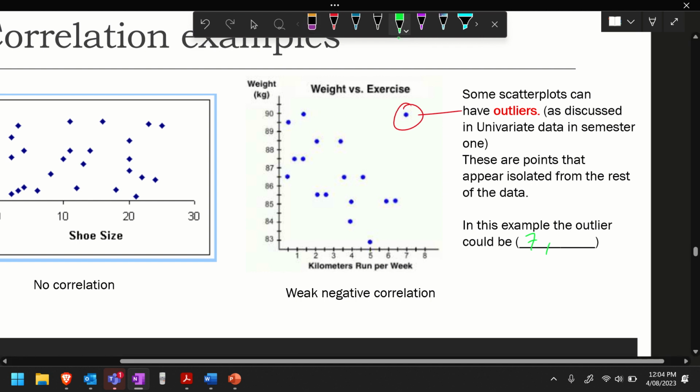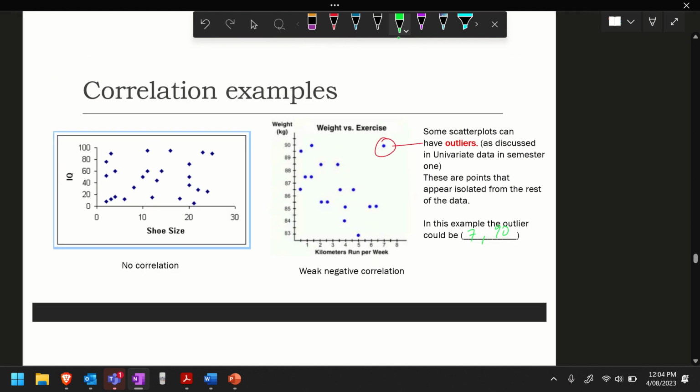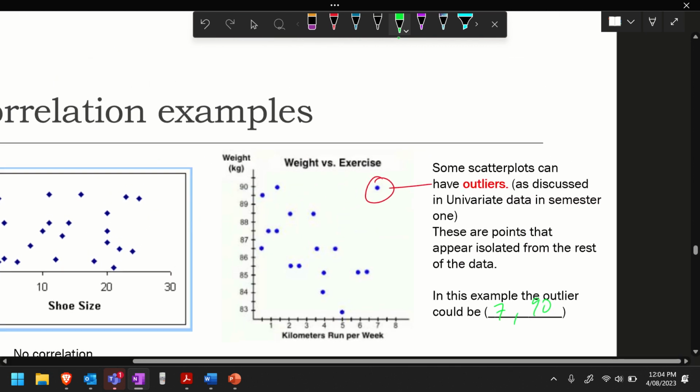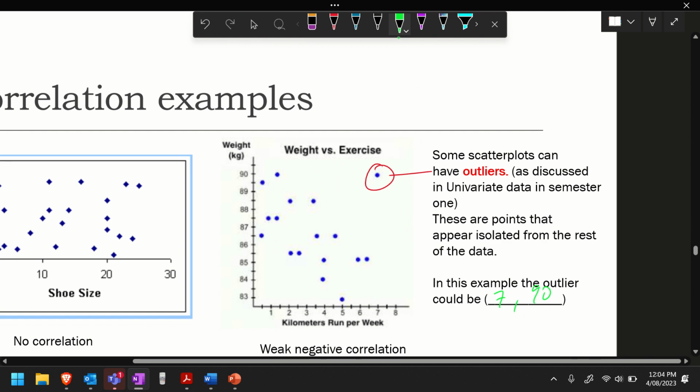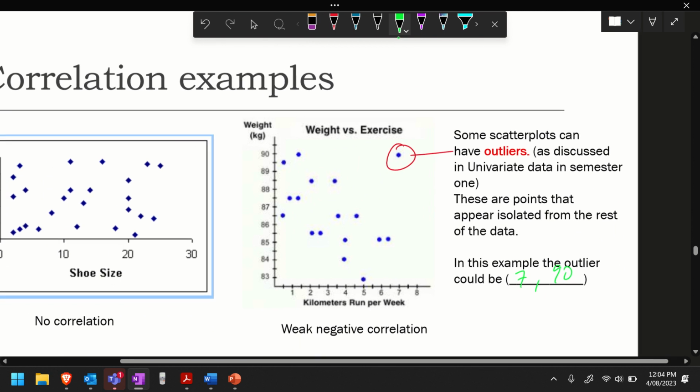Probably 90, yeah. I'll say it's 90. Okay? Easy. I think it's 7, yeah. But if you said 7.5, I would probably still take it. It's kind of hard to tell, but that's all right.